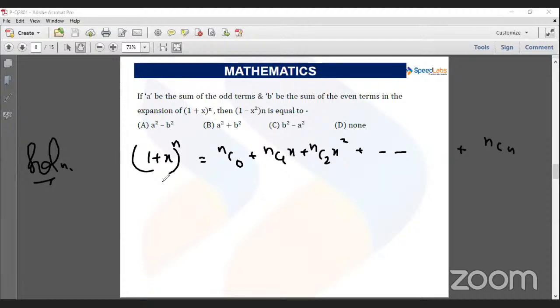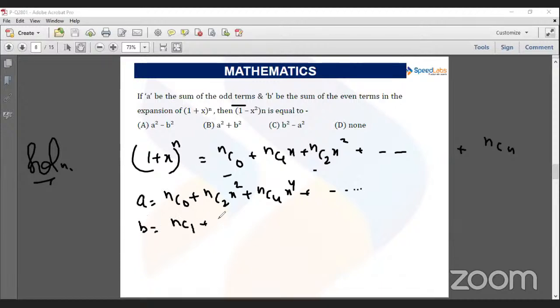If A is the sum of the odd terms and B is the sum of the even terms in the expansion of, okay, so it means A is, terms or coefficients, it says terms, it will be nC0 plus the odd terms, with the first term and the third term and like that, nC0 plus nC2 x square plus nC4 x4 and so on, and B is equal to nC1 x plus nC3 x cube plus nC5 x5 and so on.